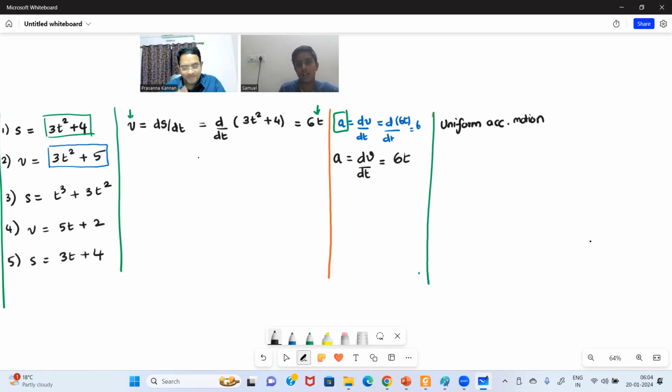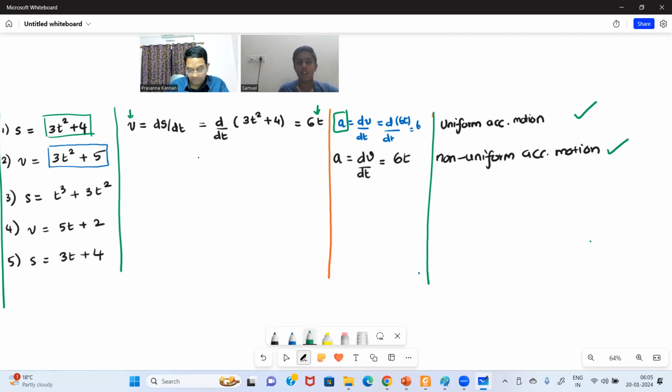What can you say about this acceleration right now? Acceleration is not constant. Why? Because it involves t in it. Very good. Now tell me the description of it. It is non-uniform accelerated motion. Yes, that's correct, because if you simply say non-uniform motion, it is not enough. Non-uniform accelerated motion. Good.